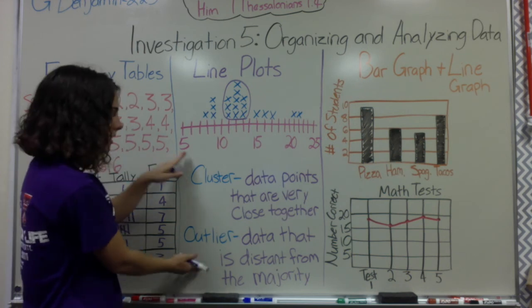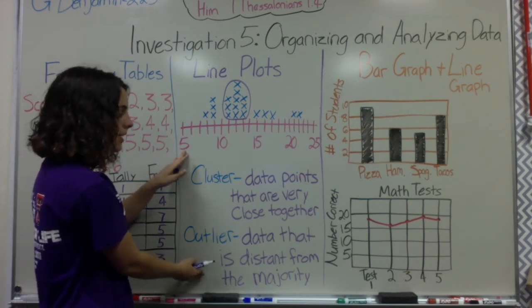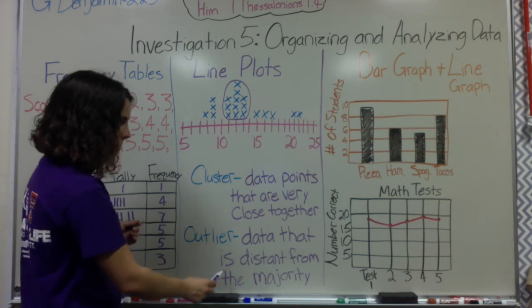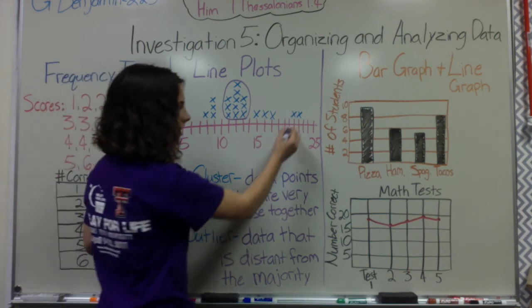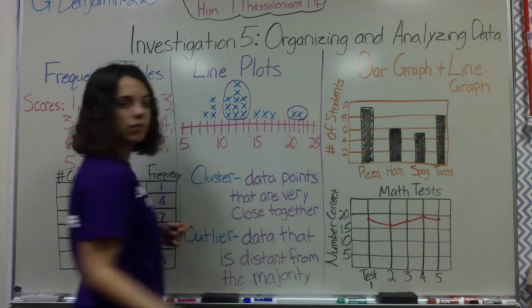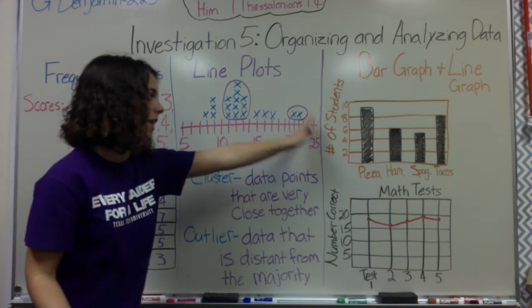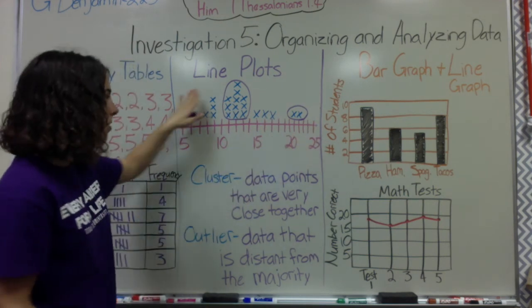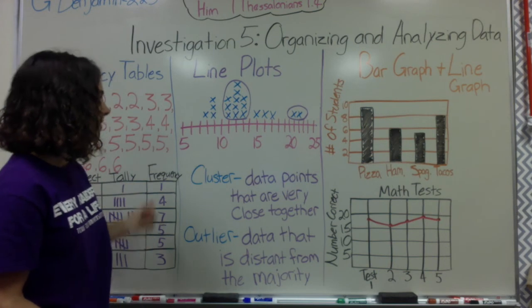I want you to write these words down under line plots, because an outlier is a data point that is distant from the majority. And we would say that this group between 21 and 22 are outliers because they're kind of out there, a little bit older than the rest of the people going down the water slide.